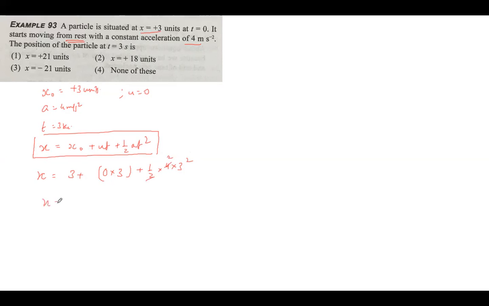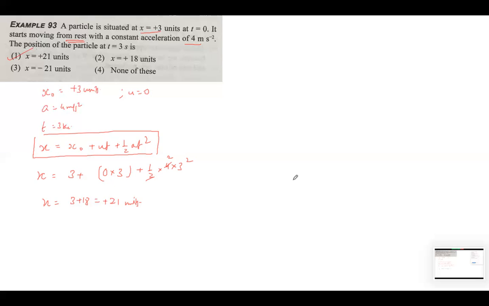So this is x is equal to 3, 3 2s are 6, 9, 2s are 18 plus 3. So 3 plus 18, which is equal to plus 21 units. So this is the final position. So option 1 is the correct answer.